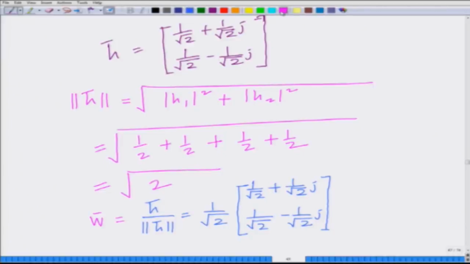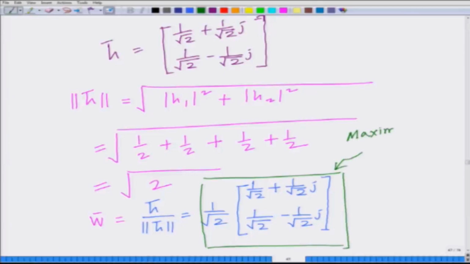Now let me point out this is the MRC vector, the maximal ratio combining vector, that is h bar divided by norm h, and we have shown that norm h is equal to square root of 2. Therefore, h bar divided by square root of 2 is the optimal maximal ratio combining vector.